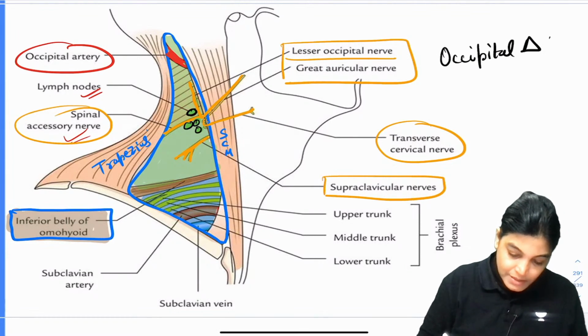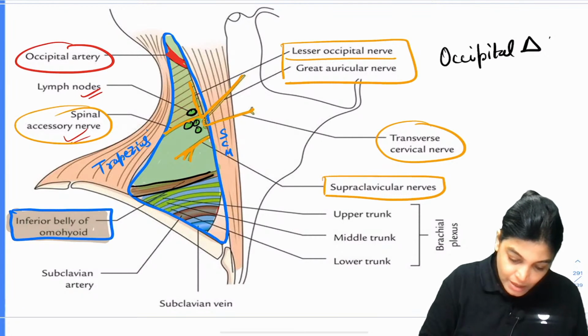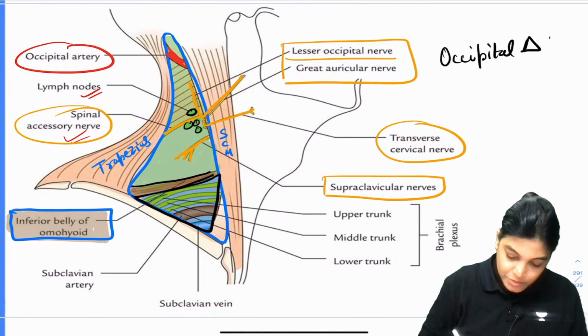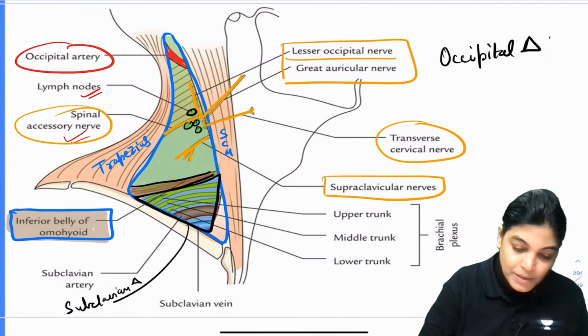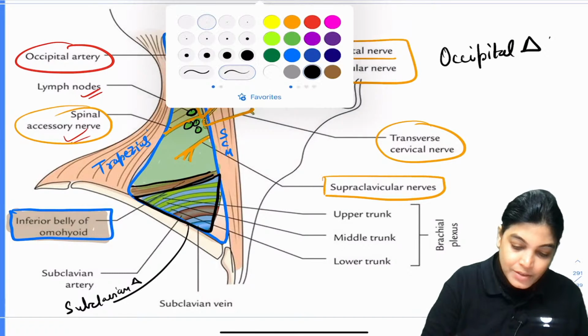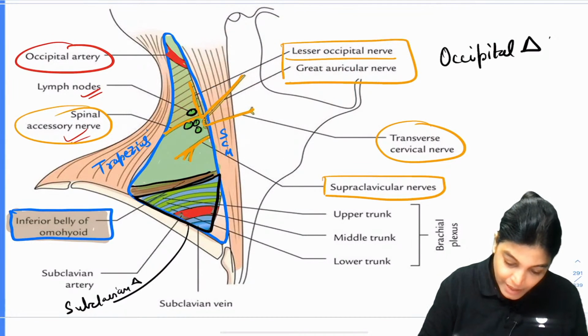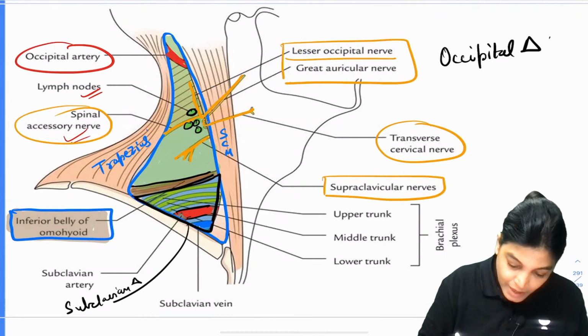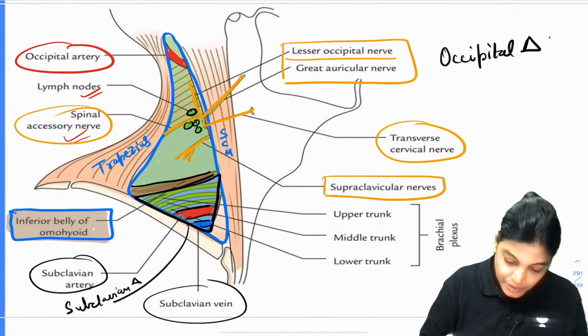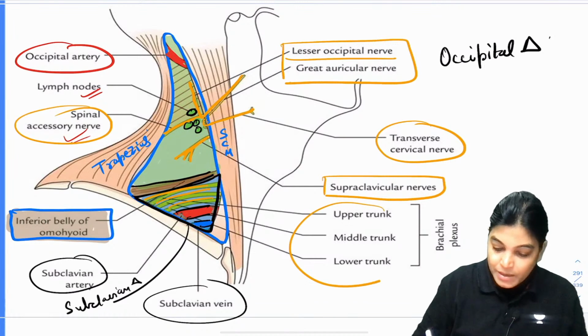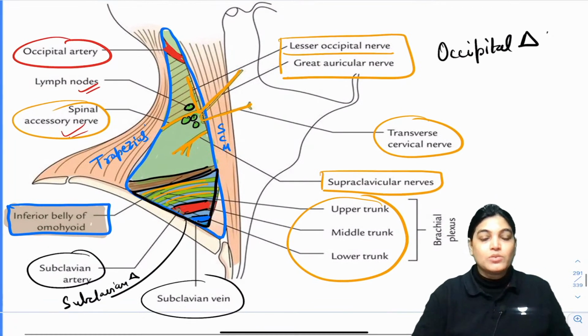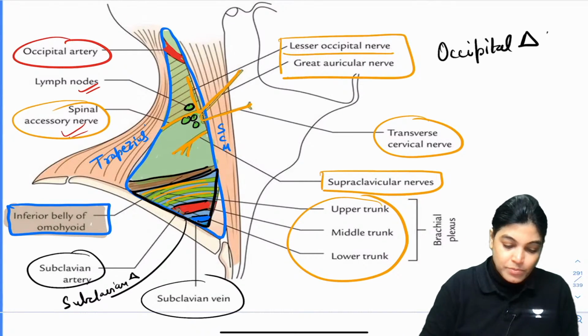Now, this small triangular space below the inferior belly is the subclavian triangular space. Why subclavian triangle? Because it is containing the subclavian artery, and in the lower part we have got the subclavian vein also. Also, the trunks of brachial plexus: the upper, middle and lower trunk of brachial plexus are also contents. And suprascapular nerve was mentioned, no, my dear aspirants.